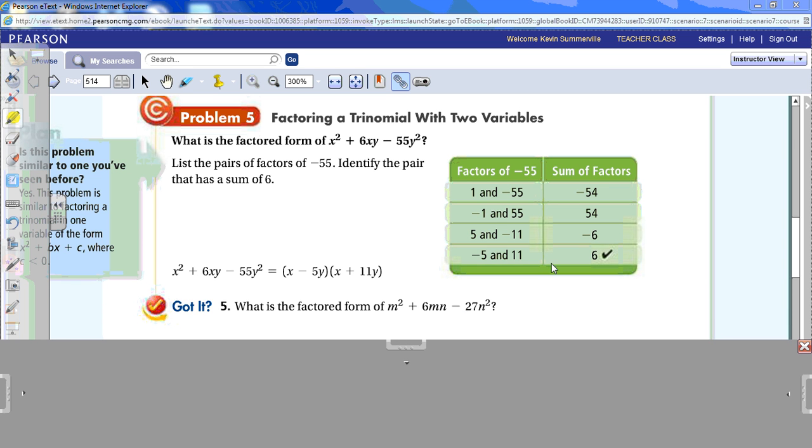Let's take a look at got it number 5 and see what that answer would be.